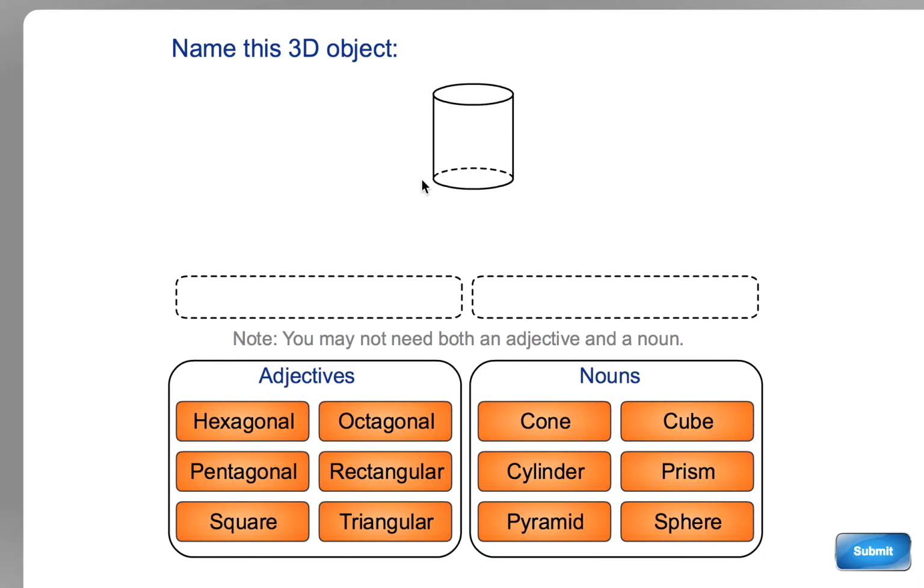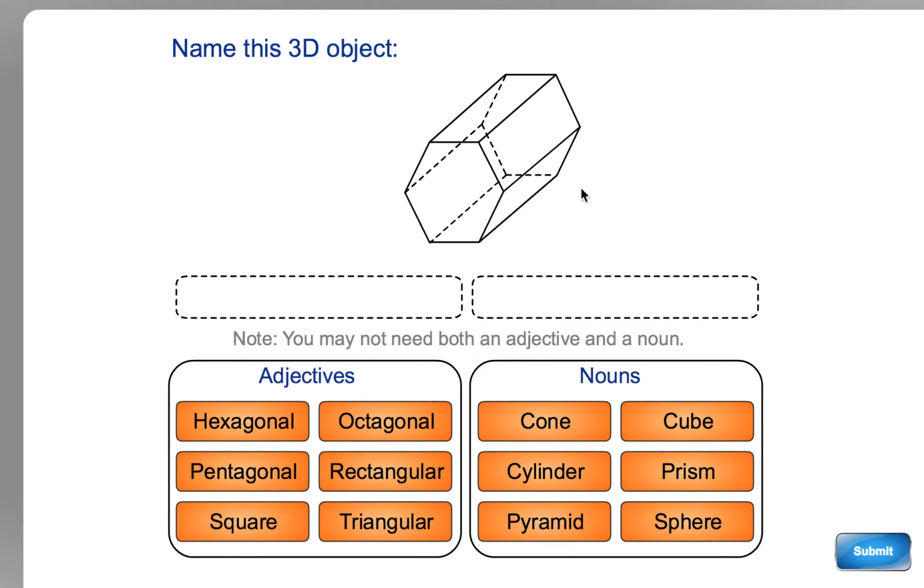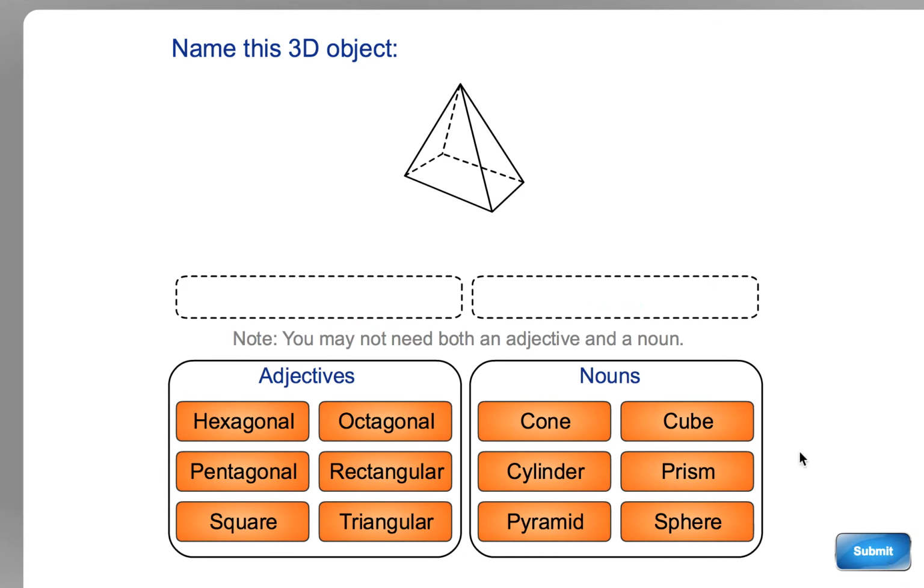Next one. This one has got a circle at the bottom, circle at the top. Looks a bit like a can of beans, doesn't it? That makes it a cylinder. You don't need to give an adjective for a cylinder because cylinders are always round. This one is a prism because it doesn't go up to a point. So it's a prism, and I need to count the sides again. 1, 2, 3, 4, 5, 6. Hexagonal.